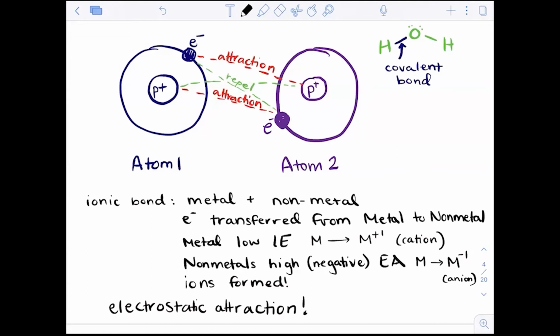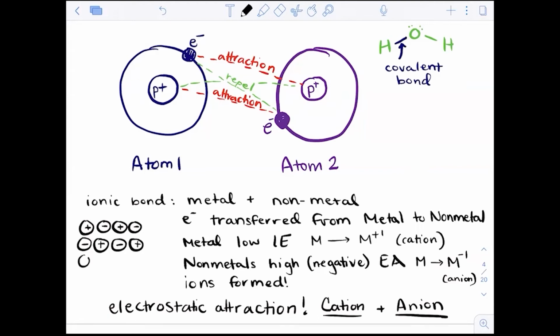Why we call it an electrostatic attraction is because we have opposites. We have a cation plus an anion forming that bond. And those opposite charges are going to attract. That's Coulomb's law. Opposites will pull together and they will be composed in this solid state of opposite charges. I'm just using pluses and minuses to identify the cation and the anion.